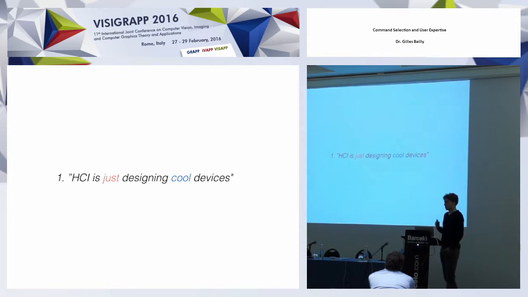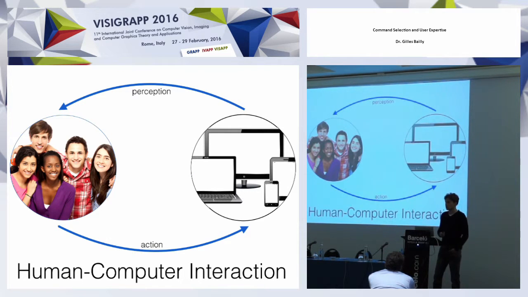So the first common thinking is that HCI is just designing cool devices. And this is true. We are designing cool devices, but we are doing more than that. So human-computer interaction is a science that studies phenomena between one or several persons and one or several interactive systems. So this is a science that studies the loop of action and perception between user and interactive systems.